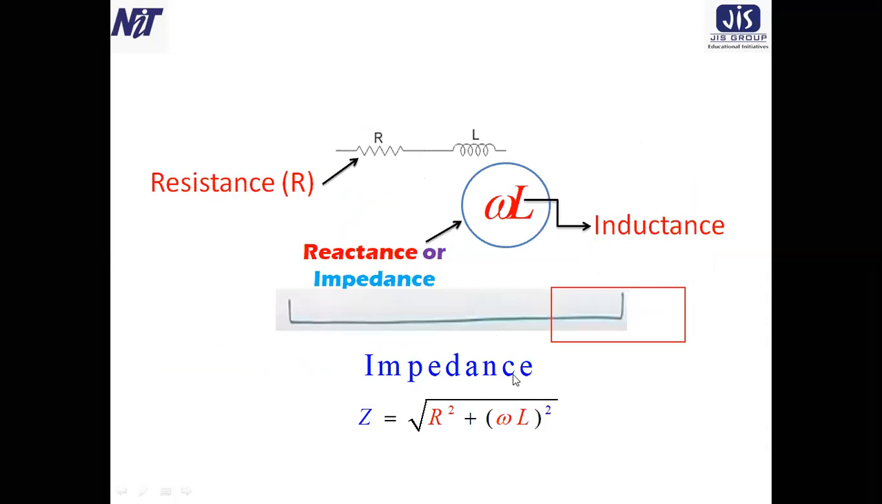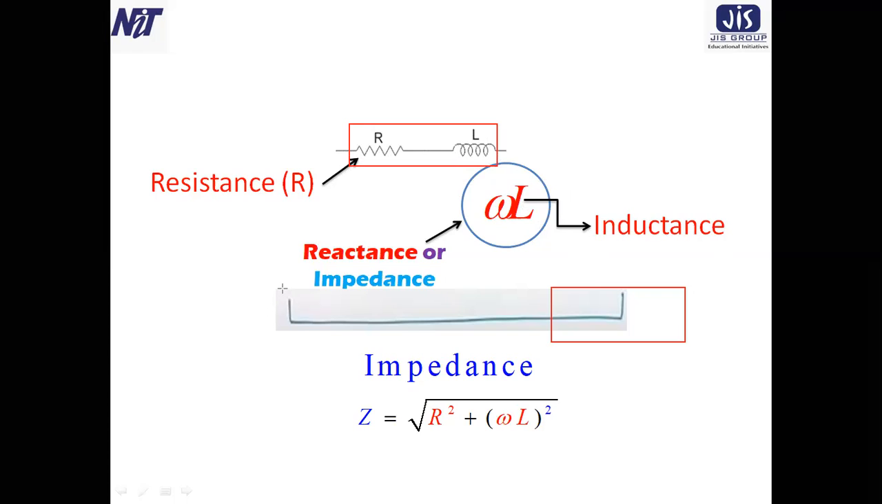Next, in this slide, we are going to talk about the impedance. What is impedance? For that, we have to draw a circuit first. Here in this circuit, we have a resistance and an inductance. Both are connected in series. So the measure of this inductance is omega L. This is called the reactance or impedance, and the L is the inductance.